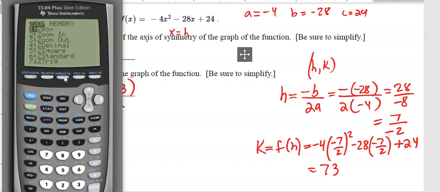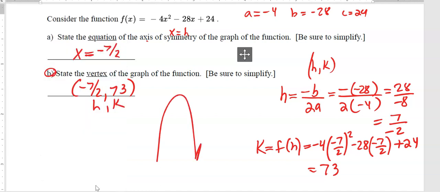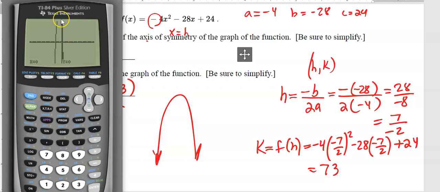So if I wanted to see more, I could say zoom and then out 3 and then hit enter. And you can see more of the parabola, right? So our parabola looks like this, which makes sense because it's got a negative a, so it's going down. And I can see my vertex is going to be up on the top here.